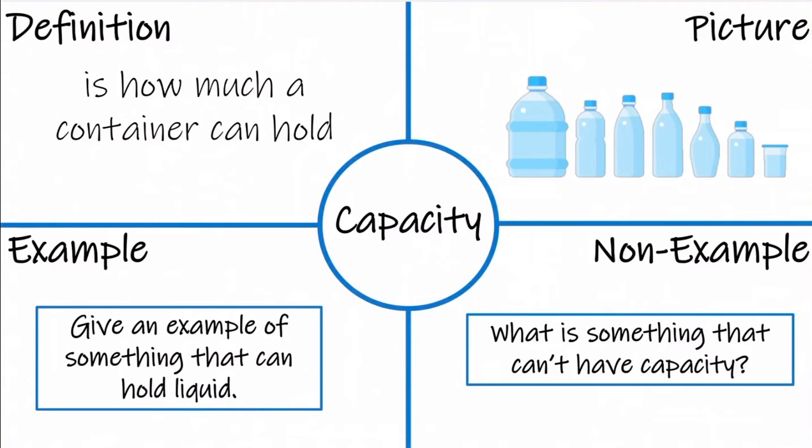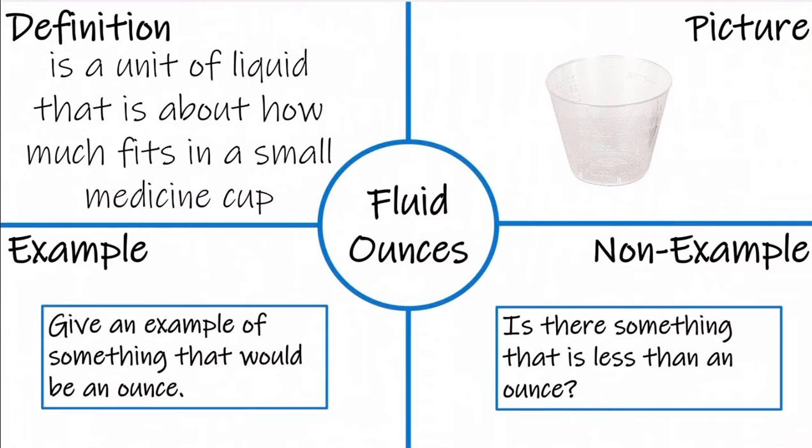A non-example is something that can't have capacity. This is relating to 2D versus 3D, right? A piece of paper doesn't have capacity, doesn't have that volume. It's really important that you understand that. So there's plenty of non-examples and examples of capacity. Okay.